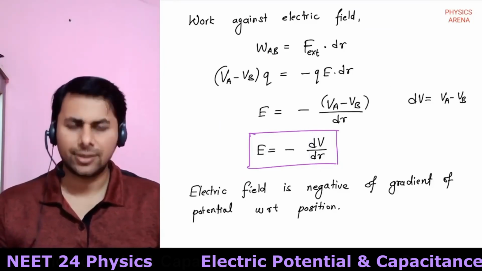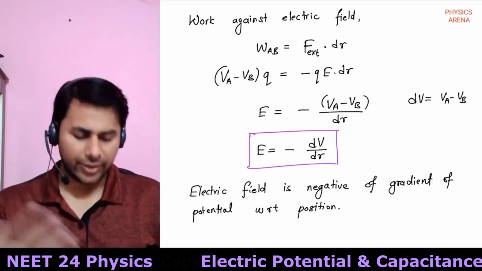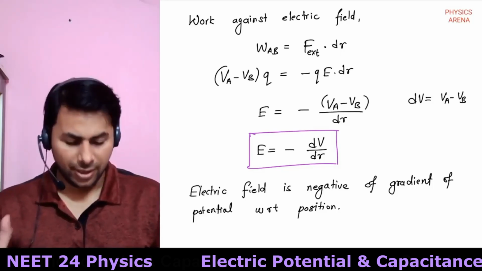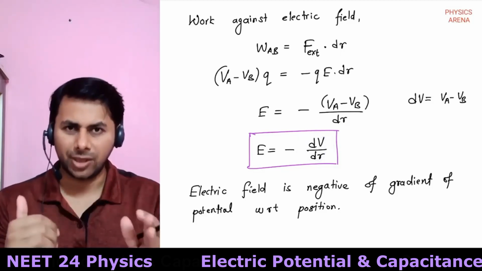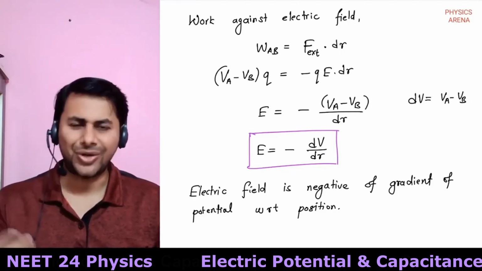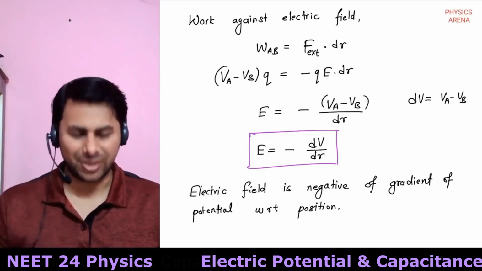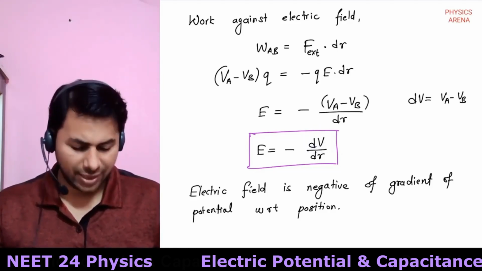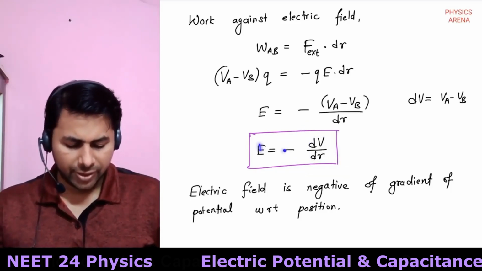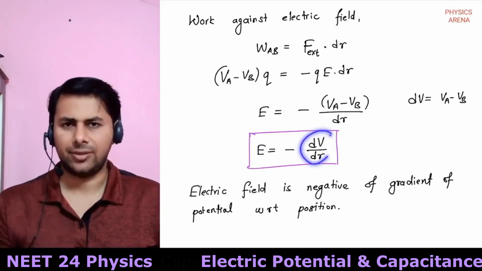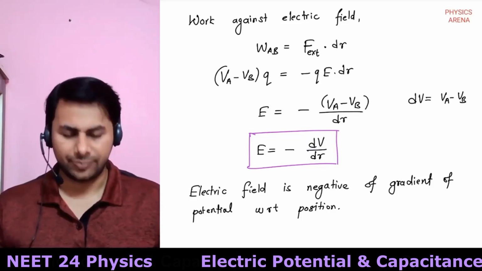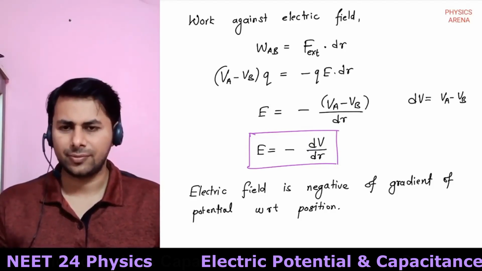So this is called the potential gradient. What is gradient? Change in a quantity with respect to distance is known as gradient. So this is the potential gradient. Change in potential with respect to distance is potential gradient. Change in a quantity with respect to distance is the gradient of that quantity. So this is change in potential. That's why this will be called potential gradient. So we have electric field equal to minus of potential gradient, or you can say minus of the derivative of potential with respect to r. Is this clear?